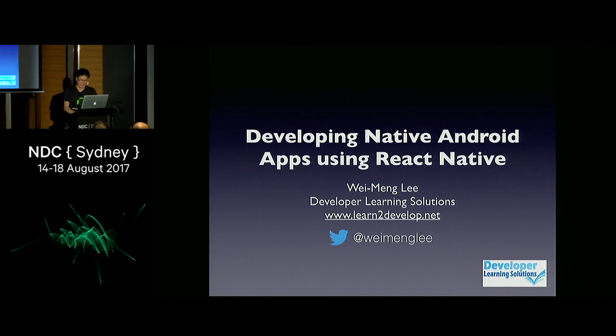So, my name is Wei-Meng. I come from Singapore. I have my own training business called Developer Learning Solutions. I basically focus on mobile development, in particular iOS and Android development. And in more recent years, I've also been dabbling with Python, machine learning, and so on. But mobile is still something that gets me really excited.